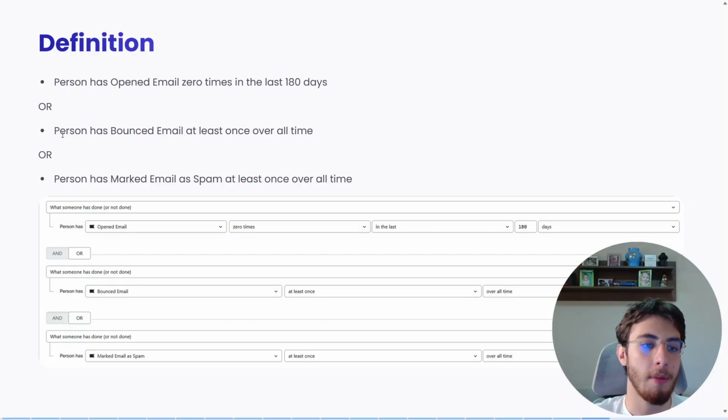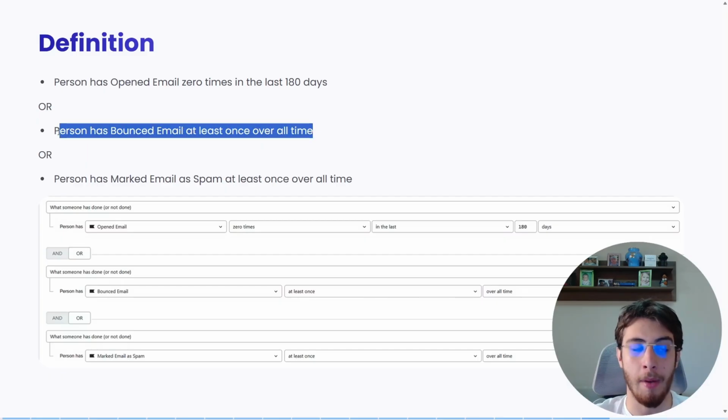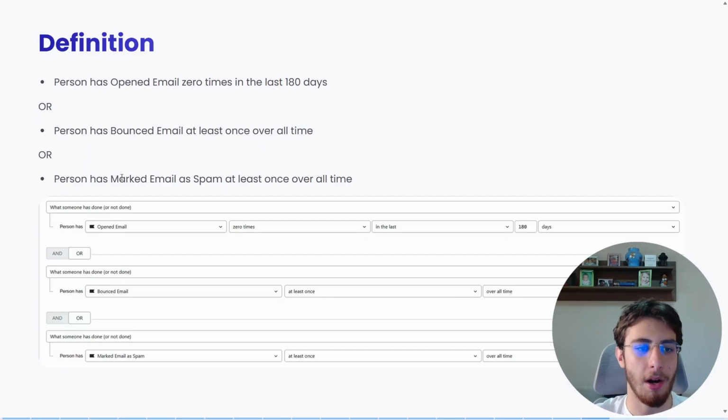And then we have, or person has bounced email at least once over all time. So we don't want bouncers on our list. Or person has marked email as spam at least once over all time. We also don't want people who mark our email spam because that is going to really ruin our deliverability, okay? Again, screenshot from Klaviyo, take it and copy and paste it.